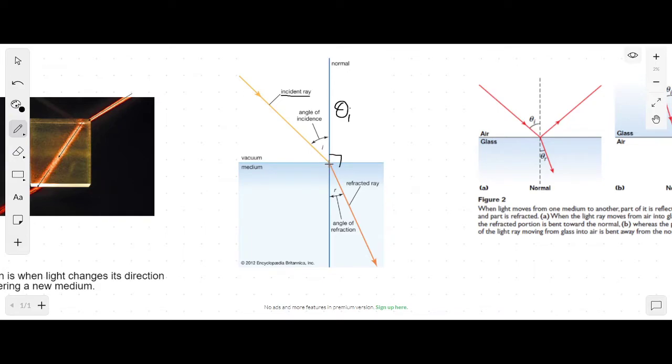The light that is through the second medium will be called the refracted ray, because this is the ray of light that's being refracted. It's the ray of light that's changing its angle. The angle that makes with the normal line will be called theta R.